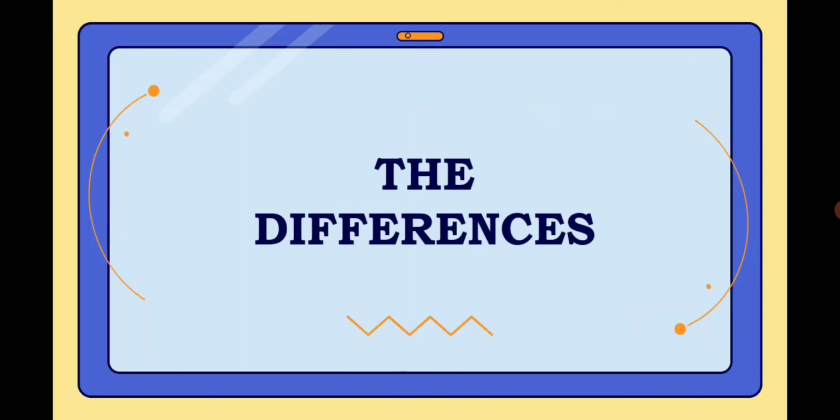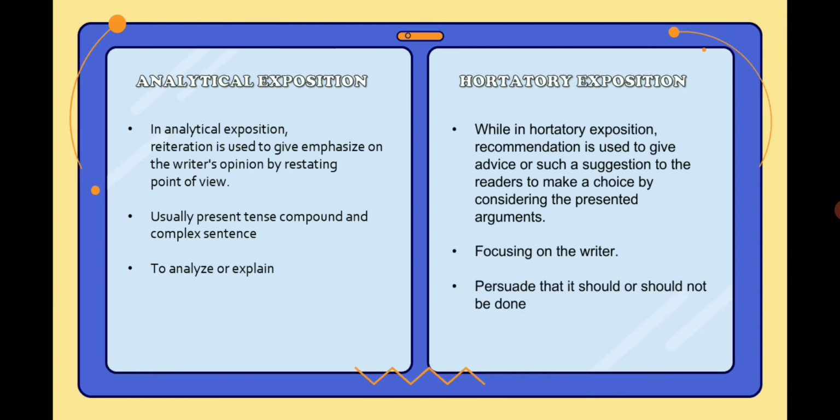And some of you guys may be still confused between analytical exposition and hortatory exposition. So let me tell you. In analytical exposition, reiteration is used to give emphasis to the writer's opinion by restating the point of view, usually in present tense, compound and complex sentences. And as the title says, analytical exposition is to analyze or explain.